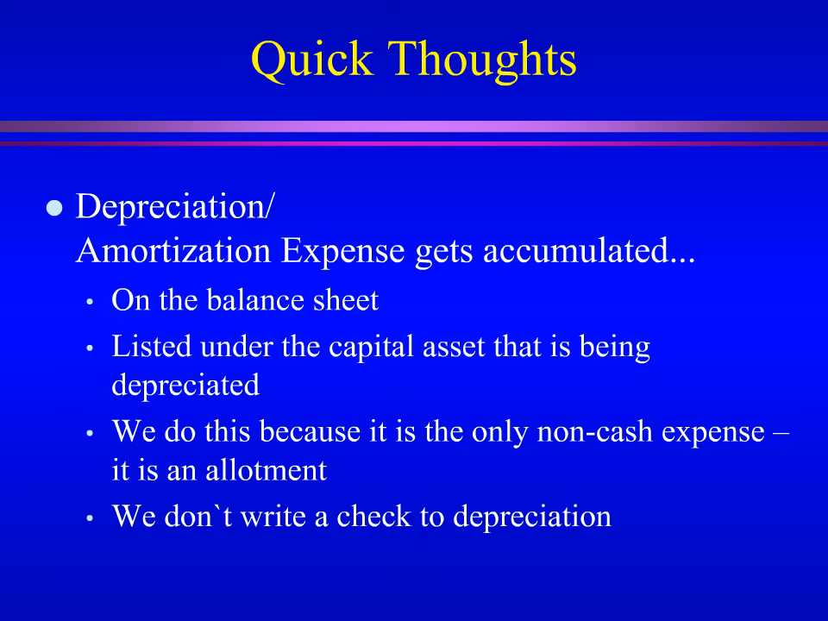One more quick thought. Our depreciation amortization expense gets accumulated on the balance sheet. Every year it's expensed on the income statement, but every year it gets added to or accumulated on the balance sheet. That does a couple things. First of all, it shows us the book value of the asset, because the original price we paid for it minus the accumulated amortization depreciation expense tells us what the book value is. Depreciation amortization on the balance sheet is listed underneath the capital assets that are being depreciated.